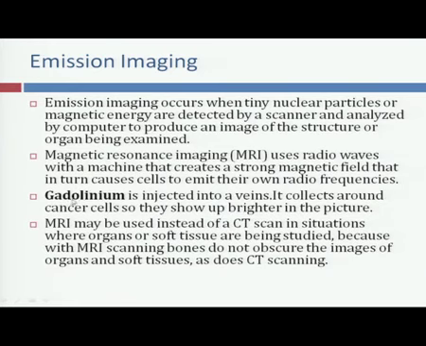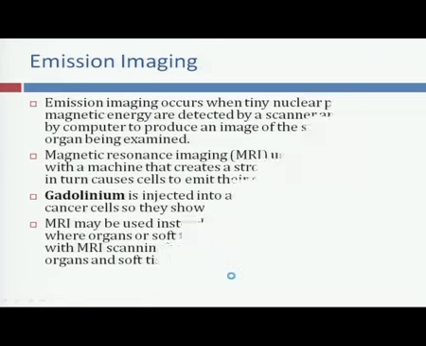A chemical named gadolinium is injected into the veins while performing the MRI. What happens? This gadolinium gets collected around the cancer cells, so they show up brighter in the picture. MRI is a very useful tool. It can be used instead of a CT scan in situations where organs or soft tissues are being studied, because with MRI scanning, bones do not obscure the images of organs and soft tissues as does CT scanning. Okay. So, MRI can be used for soft tissues because bones do not create an obstruction while taking the images.